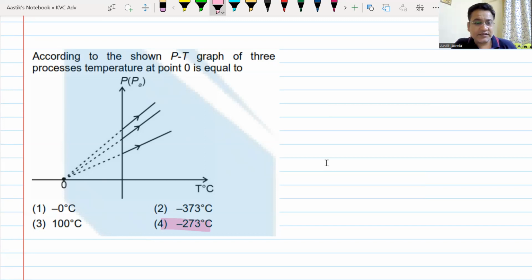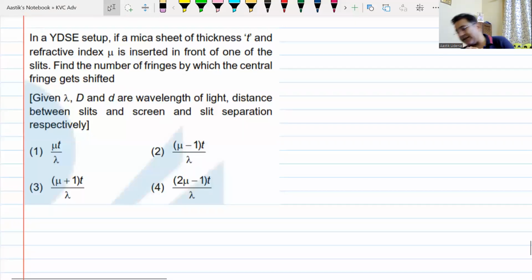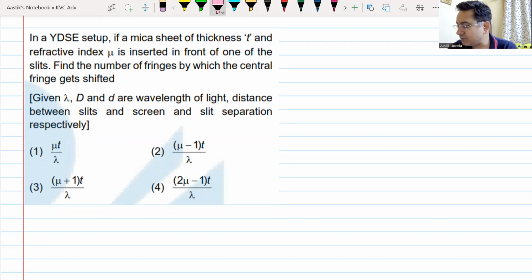This is the next question, which I think we had discussed in the YDSE experiment as well. Guess what the answer is for this one? In the YDSE setup, a mica sheet of thickness T and refractive index mu is inserted. Find the number of fringes shift. The answer is option 2: (mu minus 1) T by lambda. That is the correct answer, my dear friends. Well done.